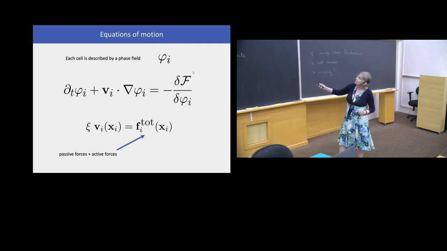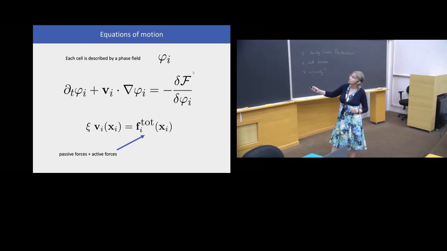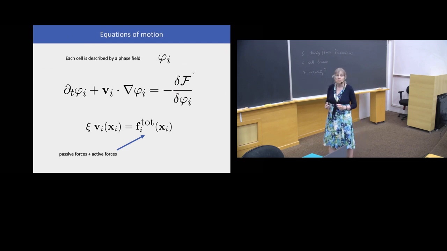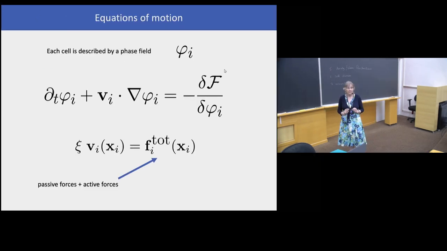The phase field evolves in time according to this equation. So this is the normal advection term. It moves with the velocity and at the same time, it relaxes to a minimum of a free energy, and I'll have to tell you what that free energy is. So these cells are moving around with some velocity, and they're also relaxing down to the minimum of a free energy. Not so different from the continuum.